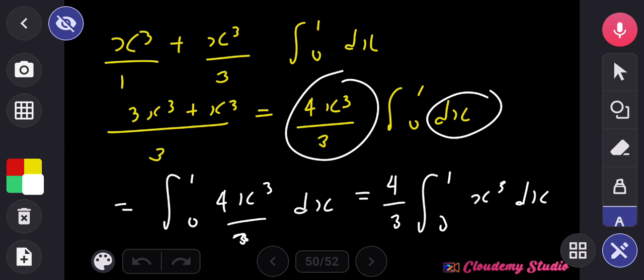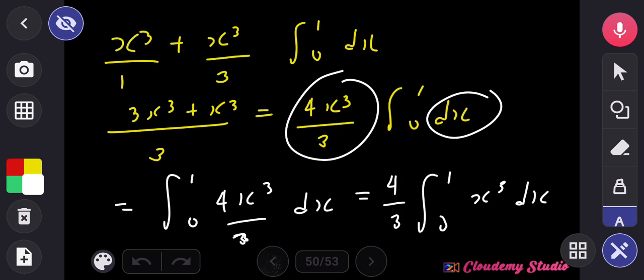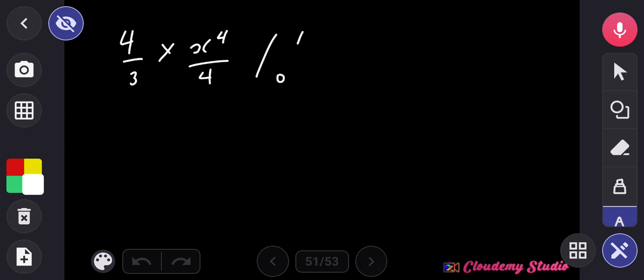And if I should integrate x to the power 3, I'm going to be having what? That is 4 over 3 multiplied by x to the power 4 over 4, upper limit 1, lower limit 0. You understand why I got x to the power 4 over 4? Because that is x to the power 3 plus 1 divided by 3 plus 1, right? So I'm going to be having that is equals to 4x raised to the power 4 divided by what? Divided by 12. Upper limit 1, lower limit 0.